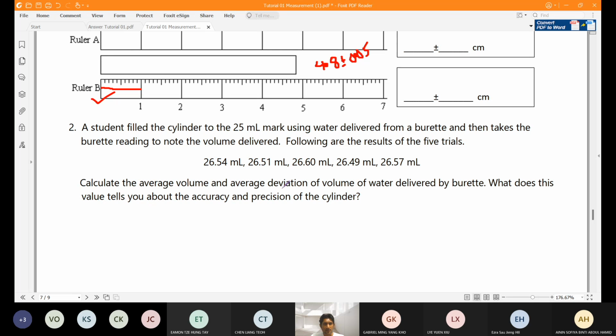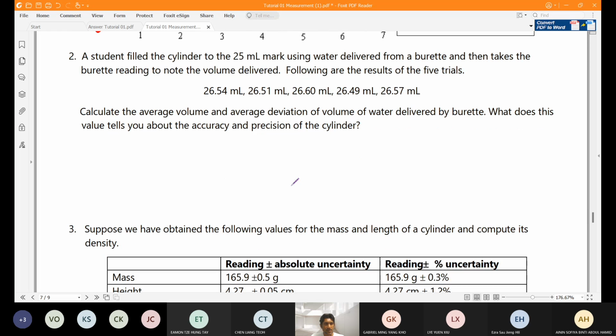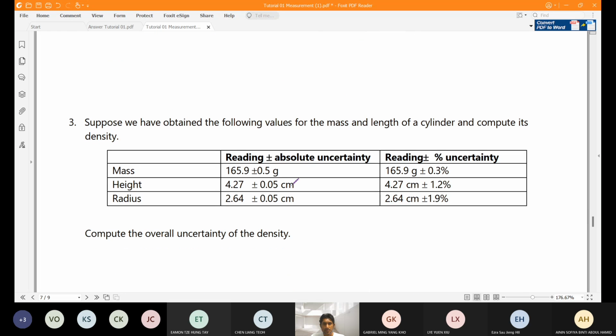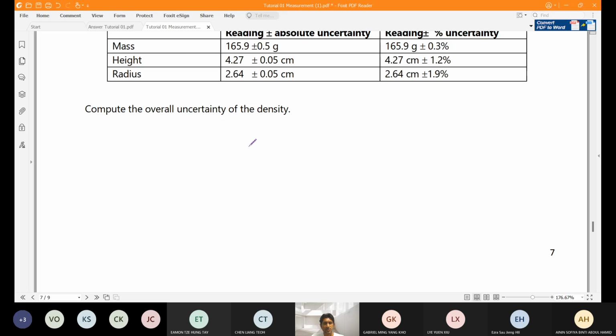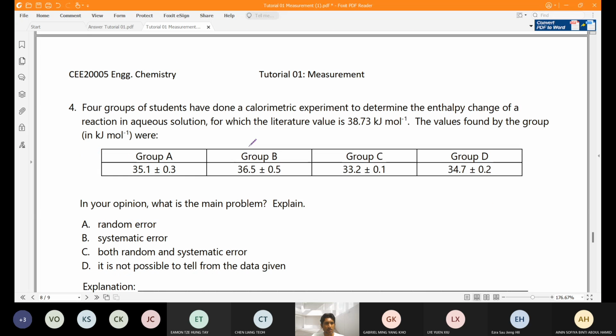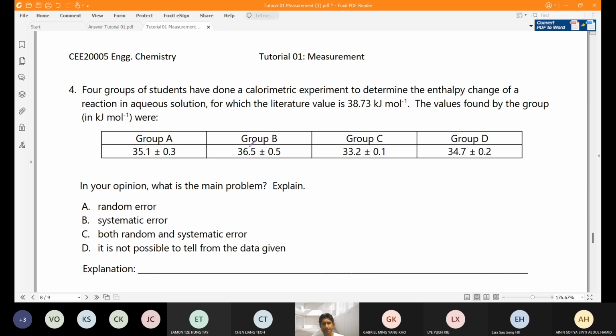So the average value, average deviation, you have to do it all together. Suppose we have obtained the following values for the mass and length of a cylinder, and compute its density. It's the same thing that we have done in the lecture slide previously. So I think that you can go and try. It is the same thing actually, but you can try to solve it. It will be good practice.